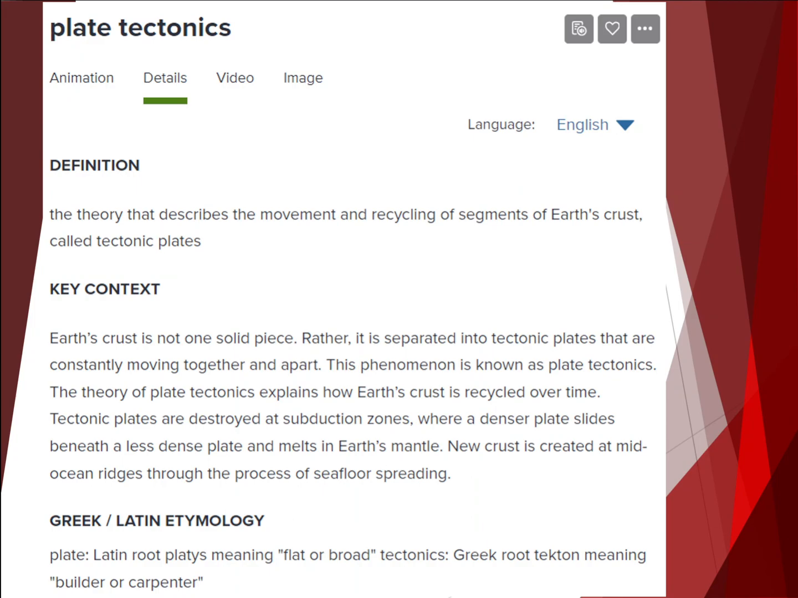Plate tectonics. Plate tectonics is the theory, and this theory describes the movement and recycling of segments of Earth's crust throughout time. As you copy this down, let me remind you that Earth's crust is not one solid piece. Rather, it is separated into tectonic plates that are constantly moving together and apart. We call this phenomenon plate tectonics.